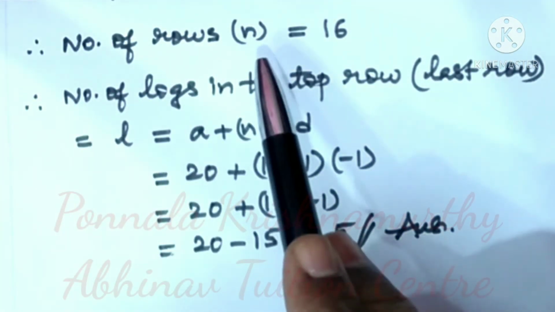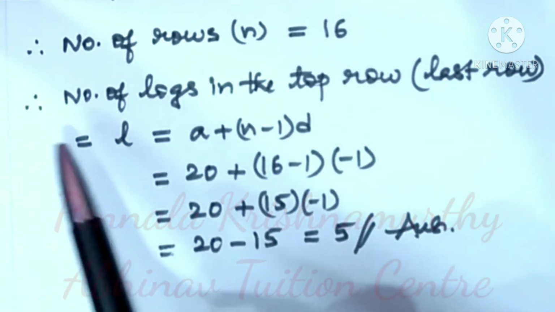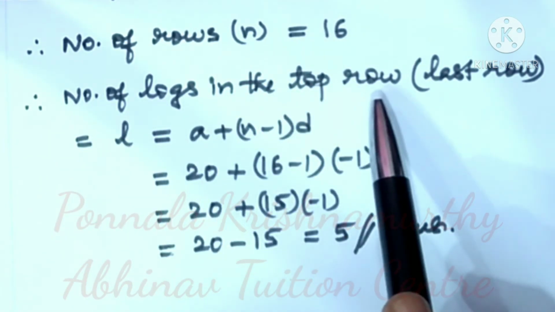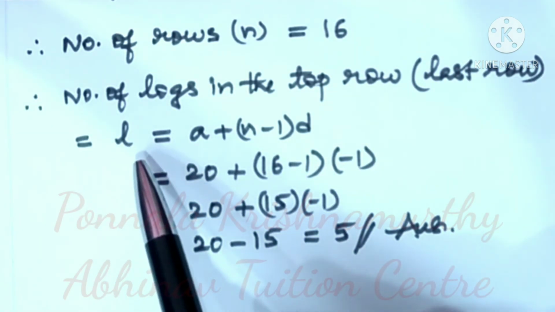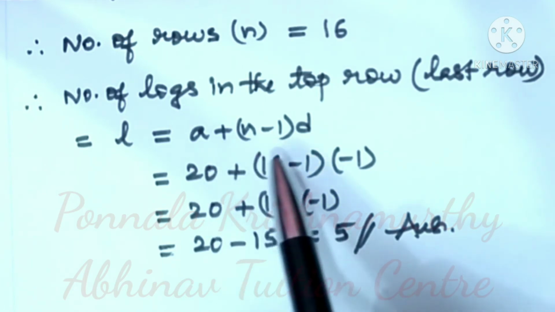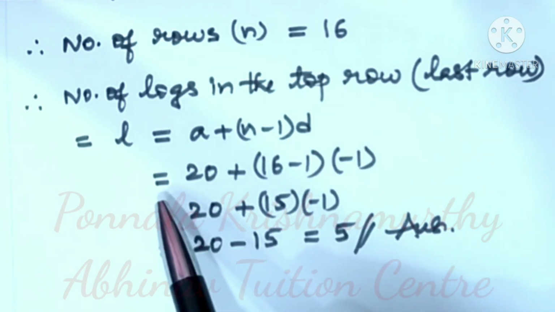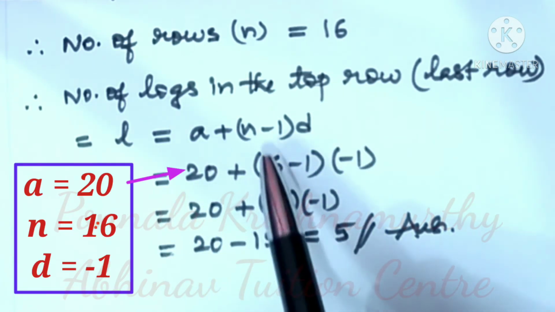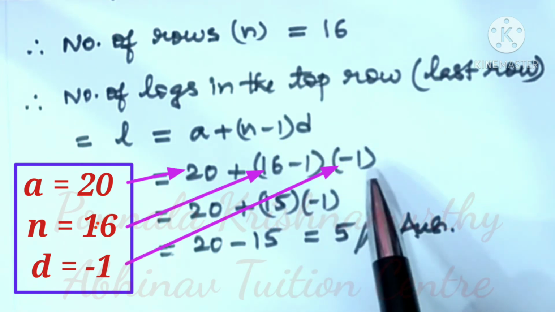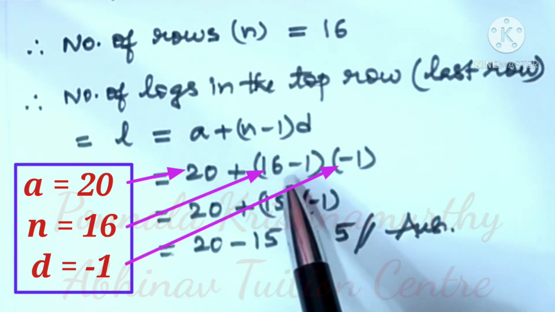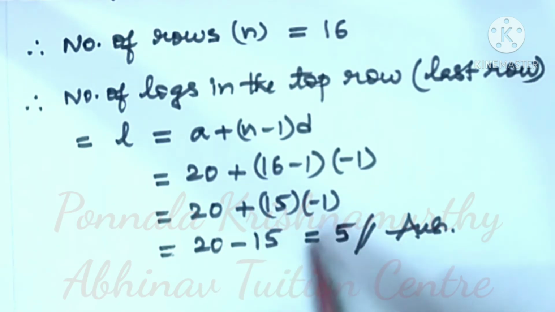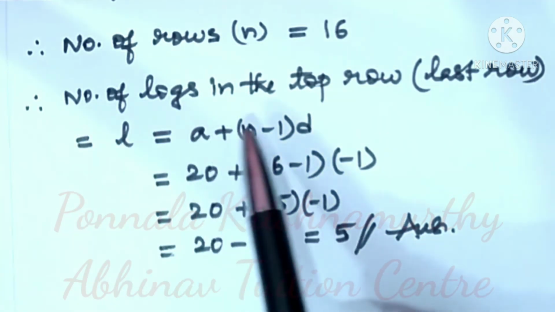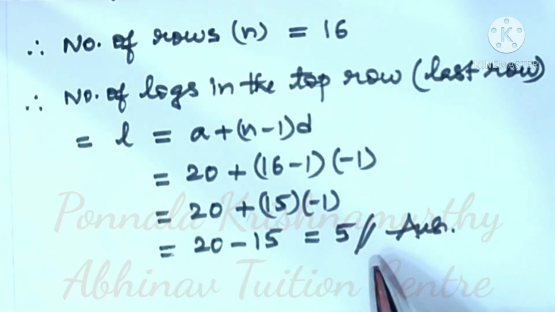Number of rows n is equal to 16. Therefore, number of logs in the top row, that is the last row, is equal to L, that is the last term, that is equal to A plus (n minus 1) into D, that is equal to 20 plus (16 minus 1) into minus 1. 20 plus 15 into minus 1. 20 minus 15 is 5. So this is equal to 5. Therefore, number of logs in the top row is equal to 5. Answer.